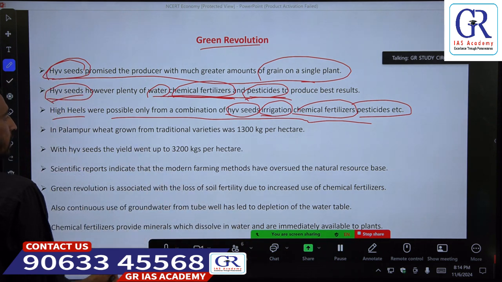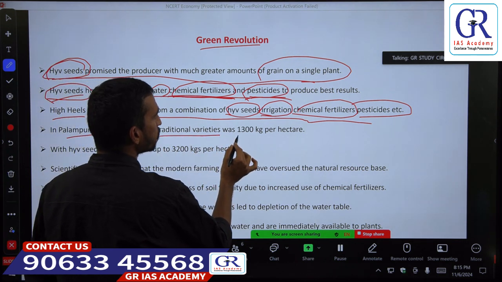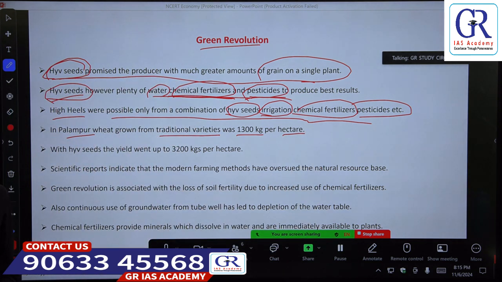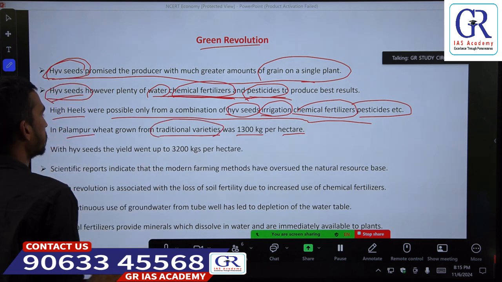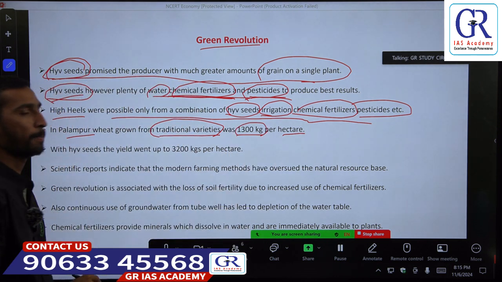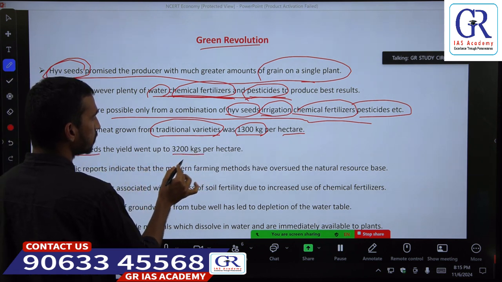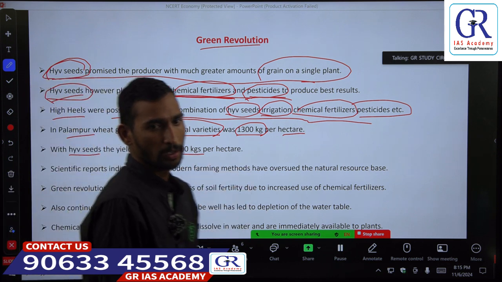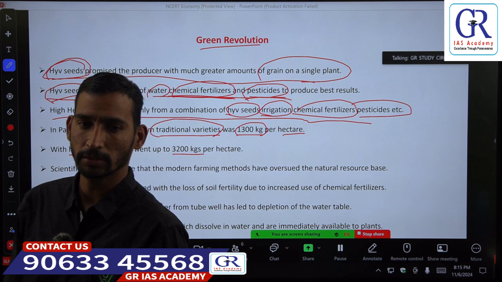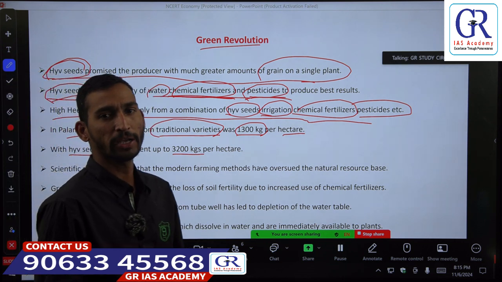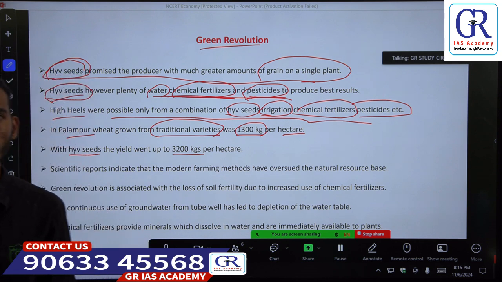Due to the adoption of the green revolution, in Palampur village, those using traditional varieties of seeds were able to produce only 1300 kg per hectare. But by using HYV seeds, the production levels went up to 3200 kg per hectare. The same thing happened in the entire country in the 1960s. As the government introduced high yield variety of seeds, production and productivity levels rapidly increased. Due to that, earlier we were a food deficient country.